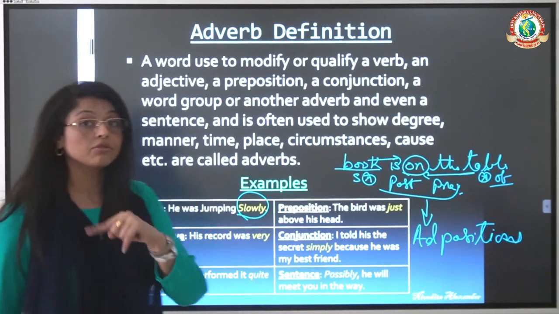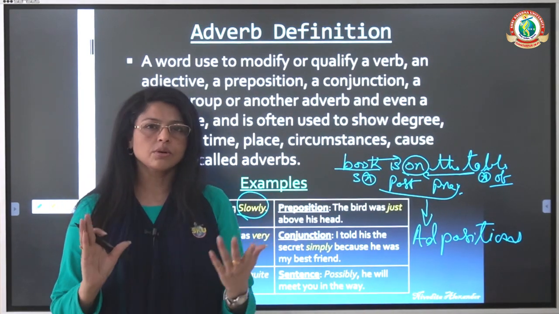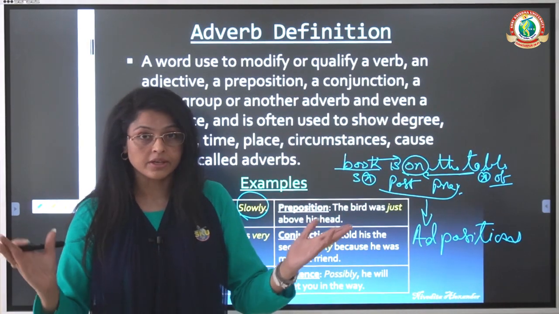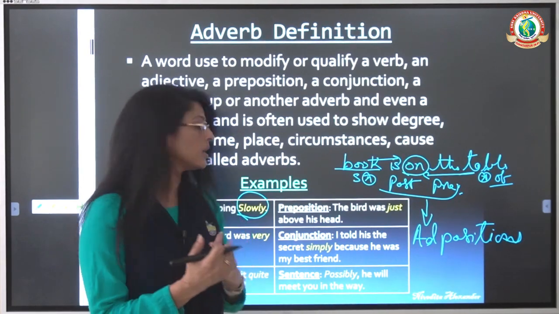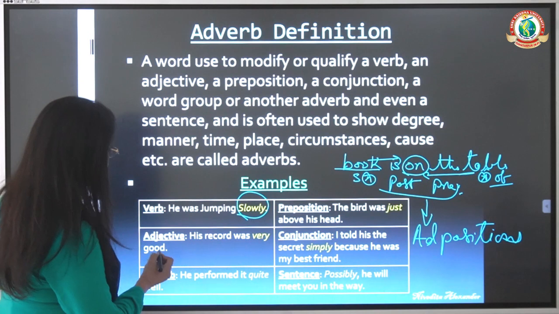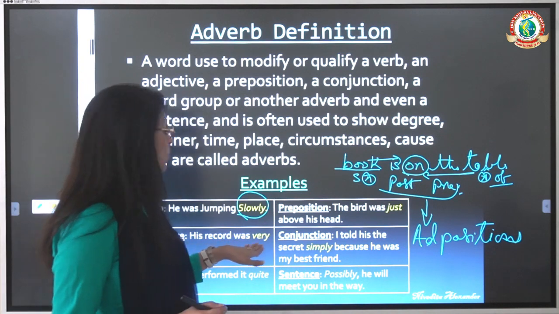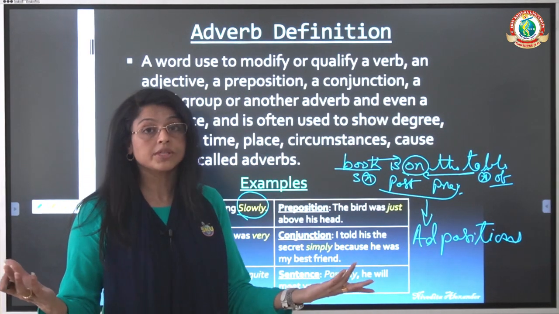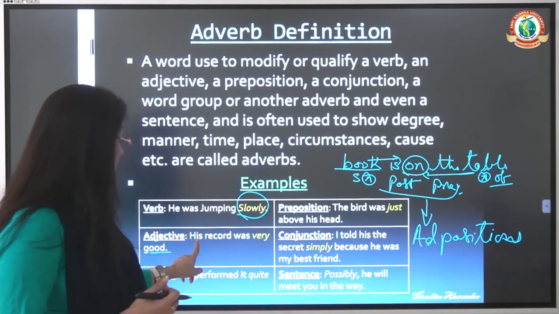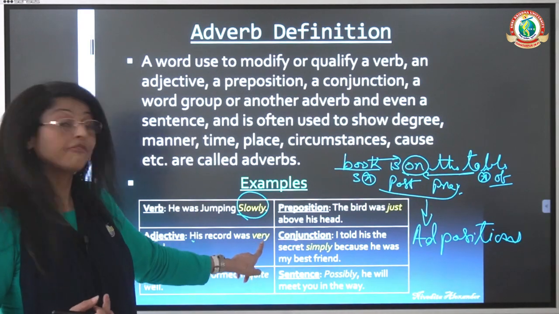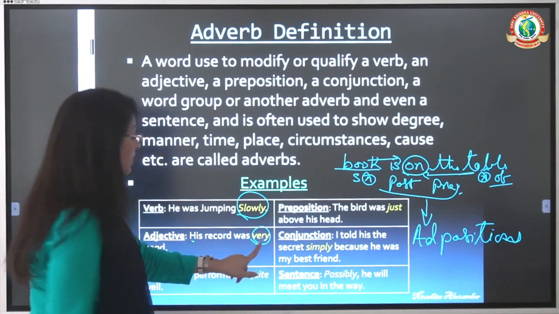Another thing, adjective. Now you know what adjectives are, which show the specific thing. If you say he is good, good is an adjective in itself. He is very good. So it is modifying and supplying more information to the adjective. He is good is an adjective showing the quality, or his record was good. How was his record? Good. Good is a quality or the characteristic of a noun. And very good shows the adverb. So here it is working as an adverb.